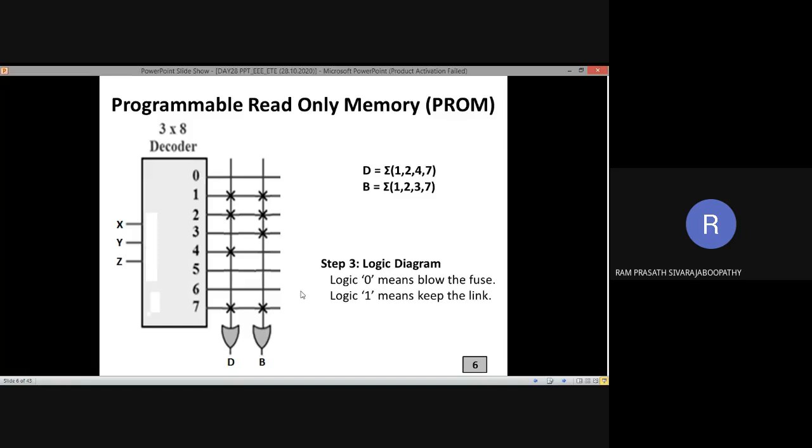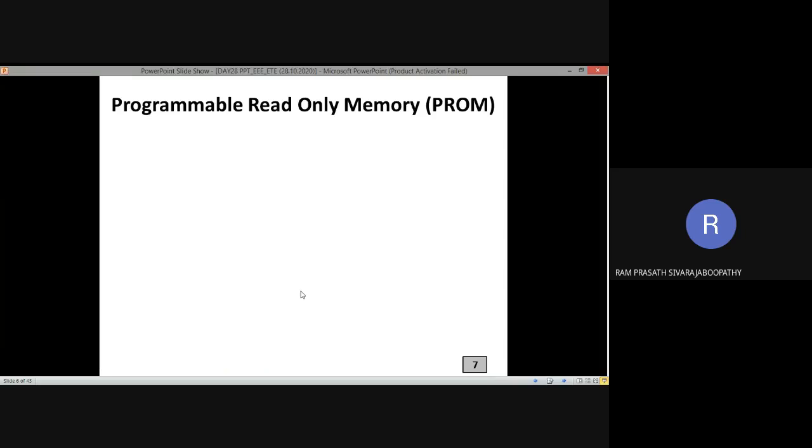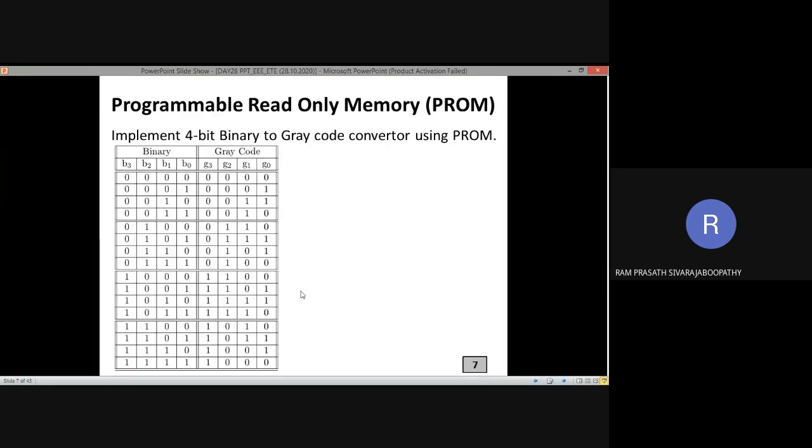Have you taken the screenshot? Shall I proceed to the next slide? Yes. Okay. So this one, kindly type the answer for this. 4-bit binary to gray code converter using PROM. So what must be the size of PROM?